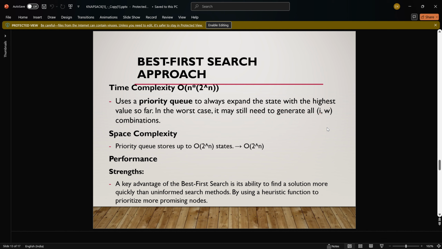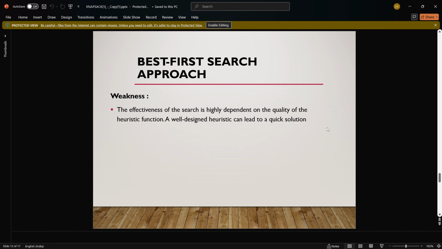A key advantage of best first search is its ability to find a solution more quickly than uninformed search methods by using a heuristic function to prioritize more promising nodes. Weakness. The effectiveness of the search is highly dependent on the quality of the heuristic function. A well-designed heuristic can lead to a quick solution, but one which is not well designed will be way worse than even brute force.